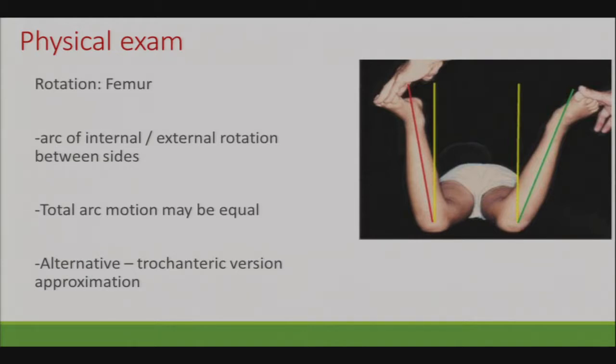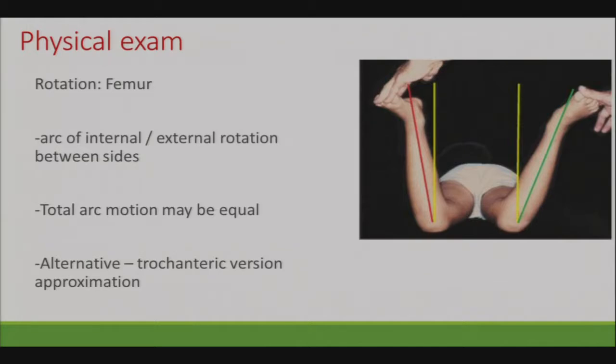In terms of physical exam, one of the most important things is the rotation of the limb and the rotation of the bone that's involved. Radiographs are not good at detecting rotational abnormalities. It's sort of up to you to identify that by looking at the patient, examining the patient. And for the femur, the total arc of rotation may be the same, but they may have a different amount of internal rotation of one leg versus the other in terms of the hip. And they may have differences in the trochanteric version.